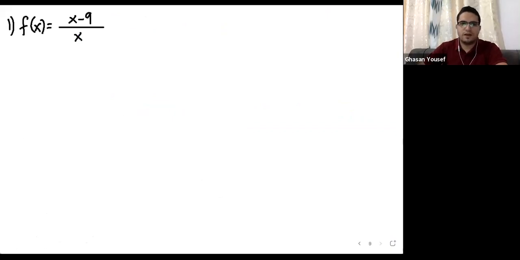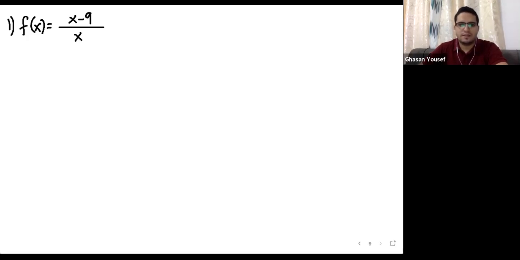So you should ask yourself, what are all possible inputs I can plug inside this function and the function will be defined, without giving me any issue or problem? Start from the positive numbers. Can I plug any positive number like 1, 2, 3, 4, from 1 to infinity? If I plug in 1, it gives me 1 minus 9 is minus 8 over 1, a value. What about 2? 2 minus 9 gives minus 7 over 2, so I get an output. No problem.